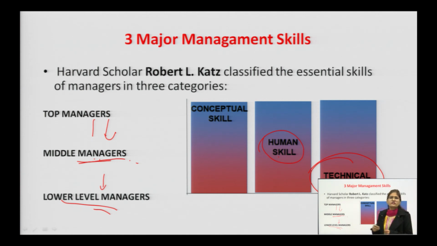So these are the managerial skills given by Robert L. Katz, and he defines conceptual skills, human skills and technical skills in this way, right. Again we can repeat these things: conceptual skills is more useful for top level managers to plan things, to decide policies, to make strategic decisions. Second one is human skills, more useful for middle level managers, and technical skills is more useful for lower level managers. So these are the things.